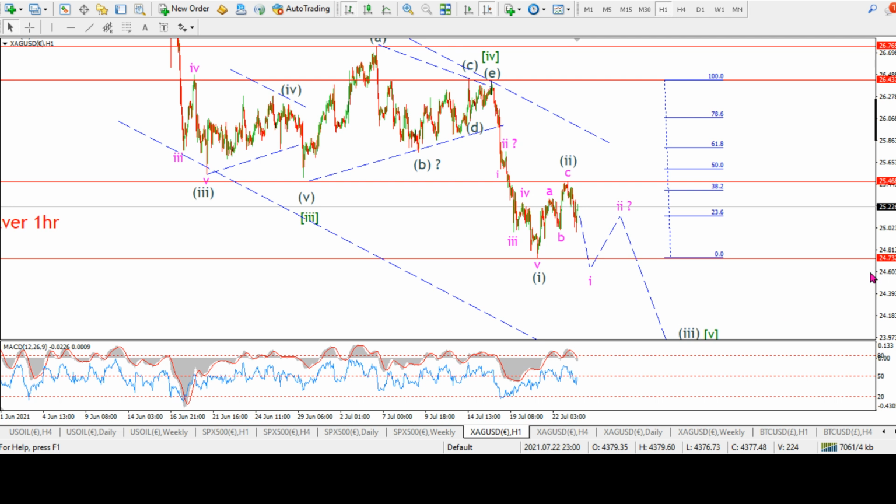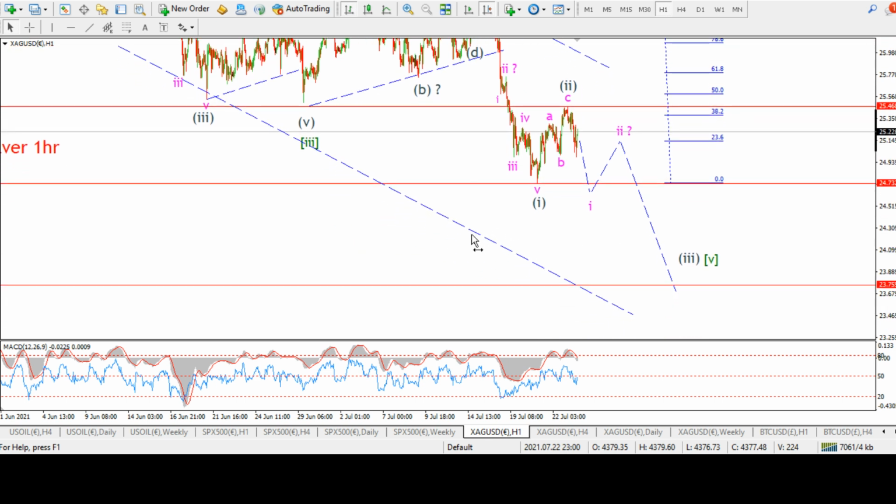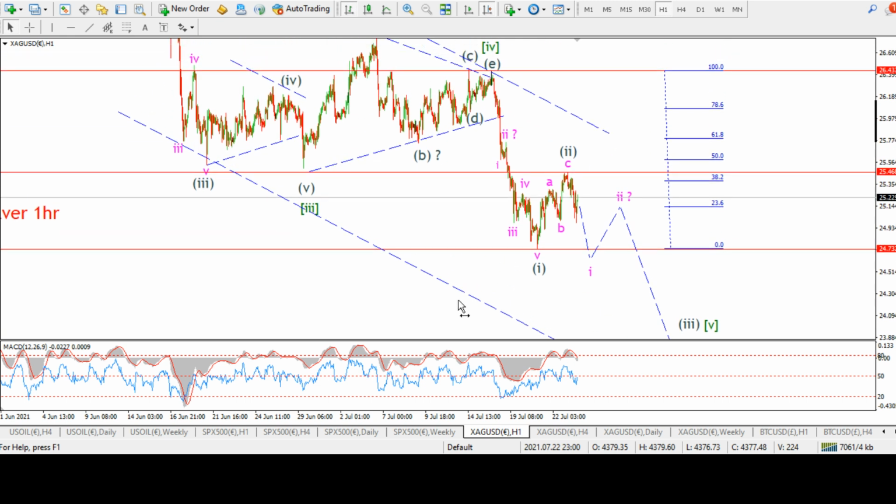So don't lose hope just yet. It has been down for a reasonable amount of time now, but we're approaching the end of this pattern. So keep your powder dry. We will find a better point, I think, for going long in silver here.